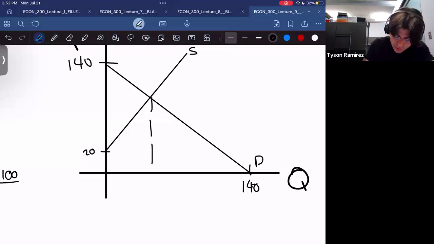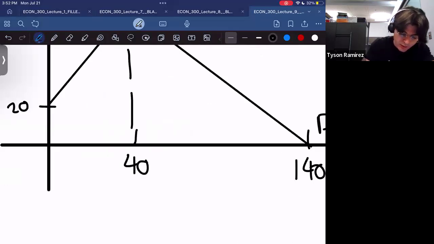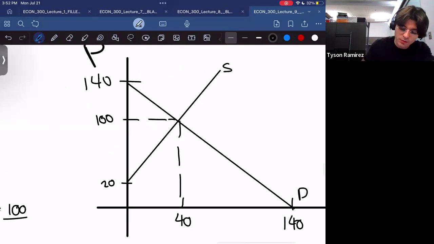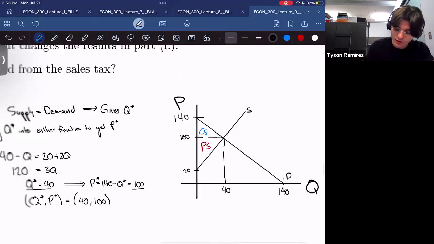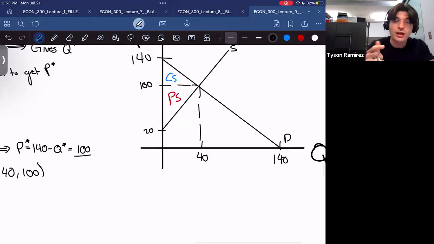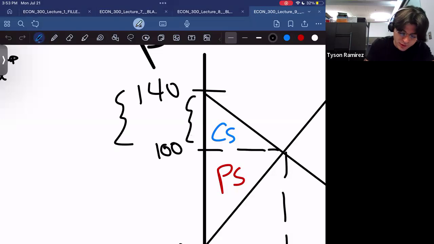We know that quantity, Q star, is going to be equal to 40, and then P star is going to be equal to 100. And then what do we remember? We remember that our consumer surplus is this area, and our producer surplus is that area. All right. So that's how we answer the first half of part one. And then to actually calculate, it's just the area of the triangle. So what is that gap? That distance, this area, that measurement of the triangle is 40.